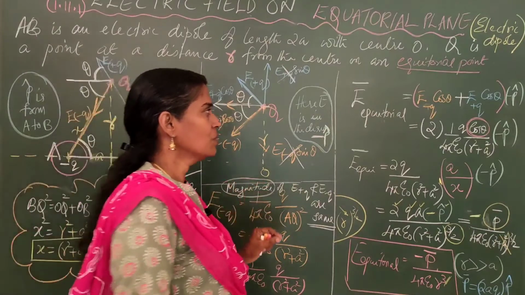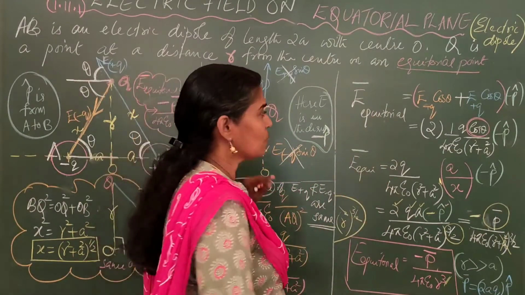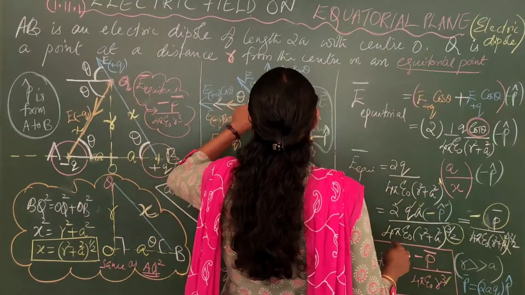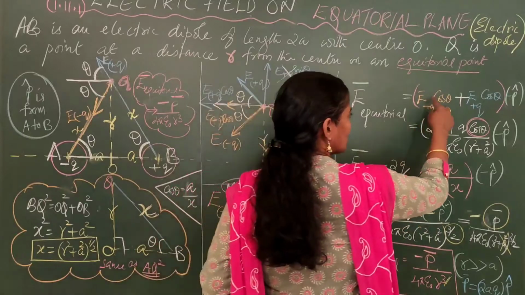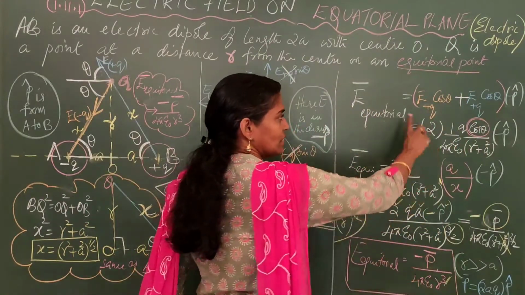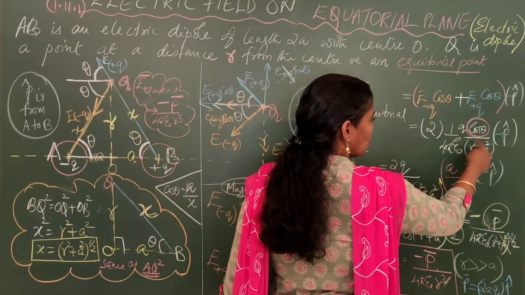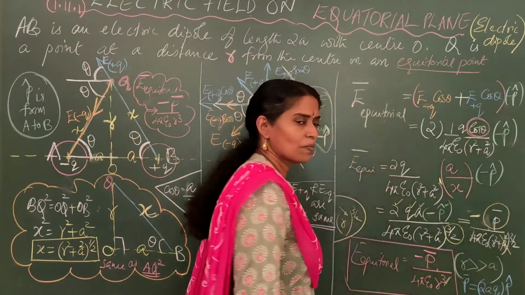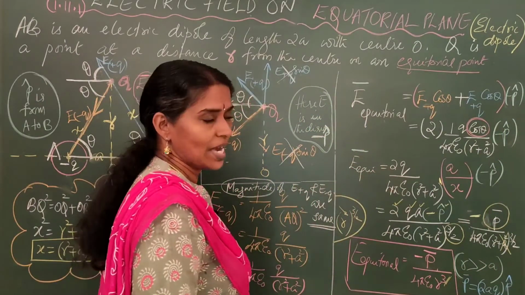Now come to the value. So what is the total value? E equatorial, what is the value? Just add the horizontal components. Vertical components cancelled. Horizontal components are E minus q cos theta and E plus q cos theta. Same magnitude, so you will have twice 1 by 4 pi epsilon 0 q into cos theta divided by r square plus a square. Obviously the direction is minus p cap.